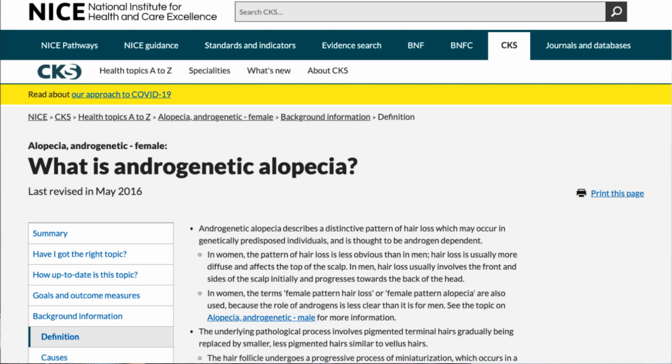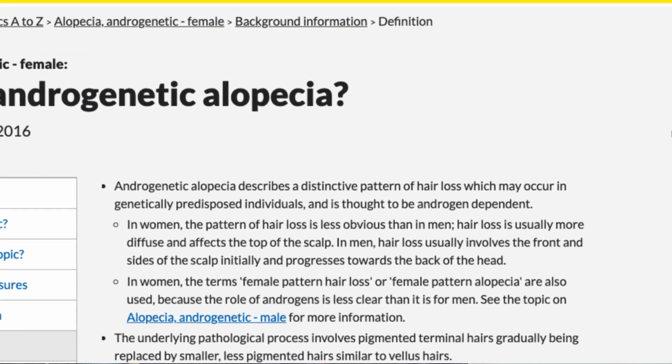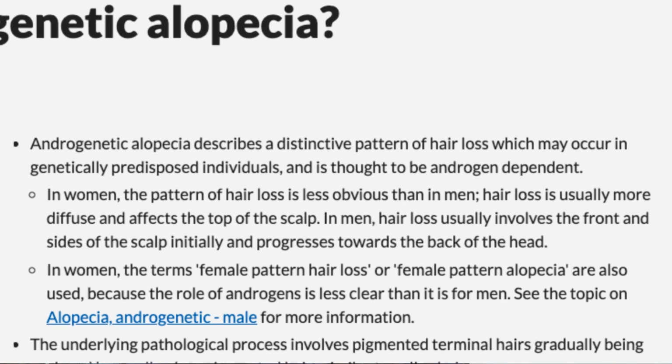And researchers found that actually it's not an increase in the amount of hormones or androgens, but rather the increased sensitivity to those hormones. NICE guidelines, which is a set of evidence-based guidelines, which I personally use a lot of anyway, and I know many of my colleagues do, they do talk about this particular alopecia. And what they say is that in women with this type of hair loss, the hair loss is more diffuse, so it's not localized.